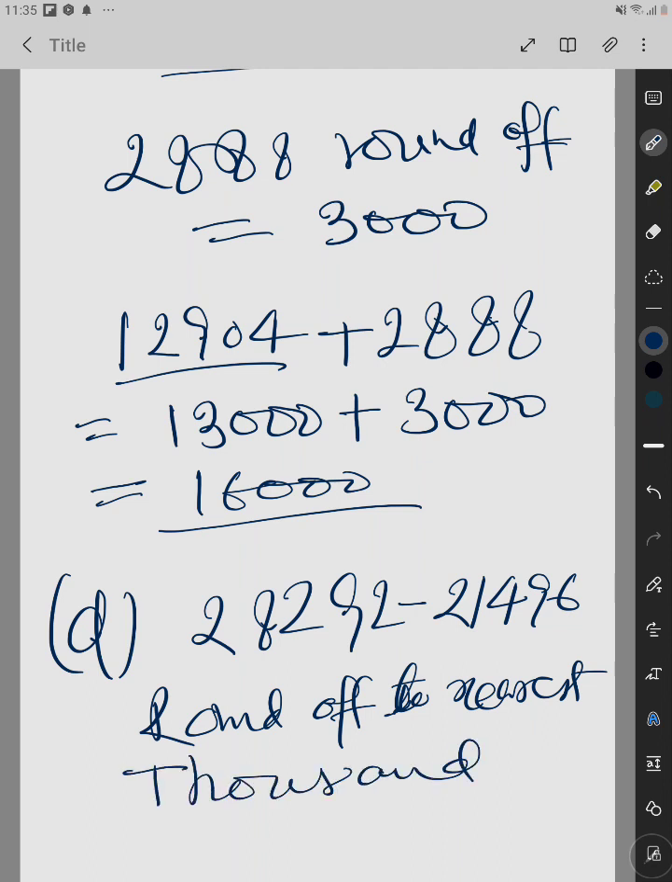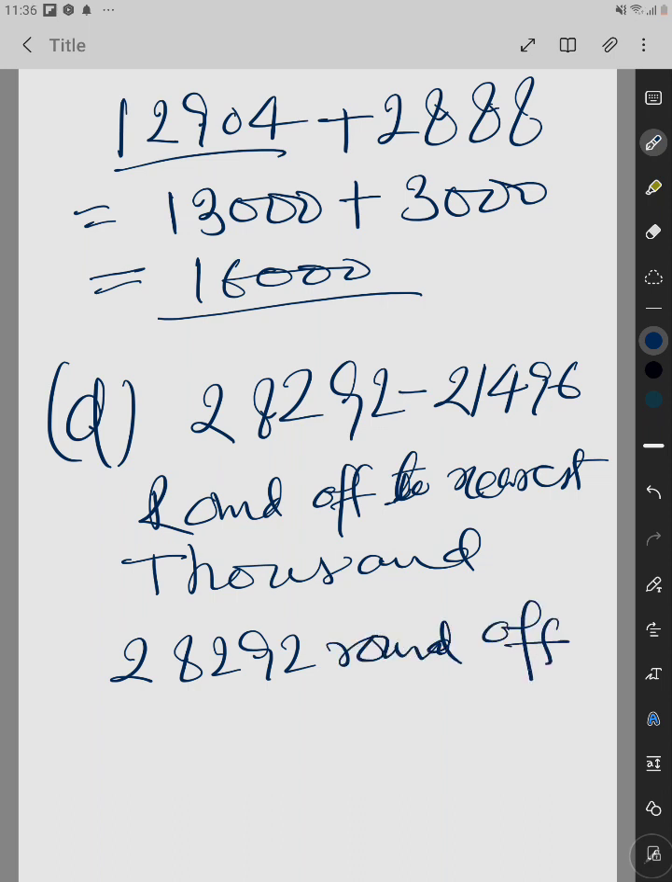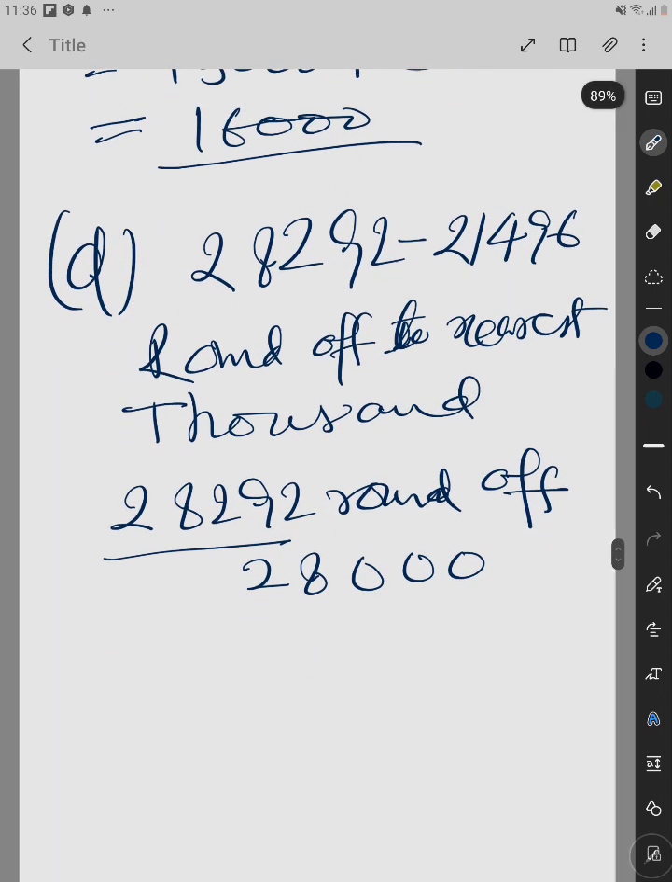Okay, so what will come? So we'll round off 28292. How much will it become? It will be 28,000. And round off of 21,496, then it will be rounded off.